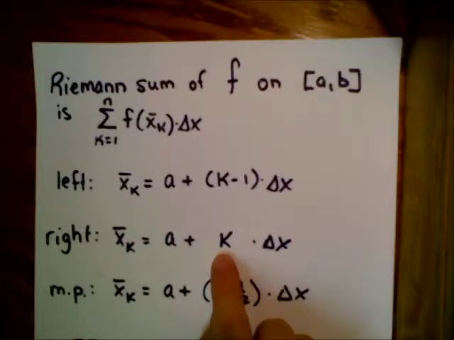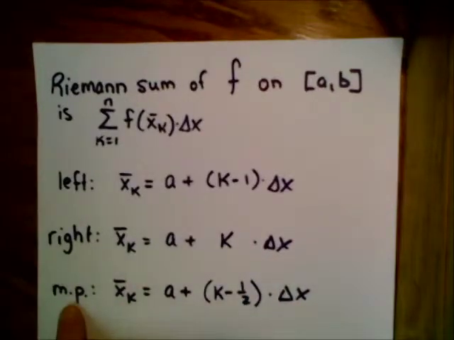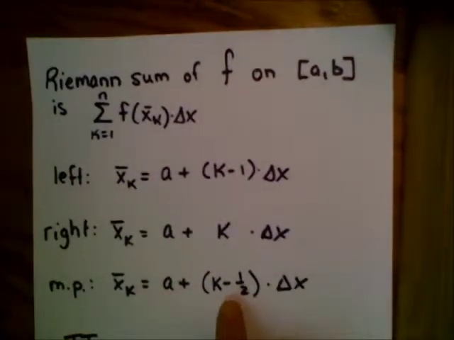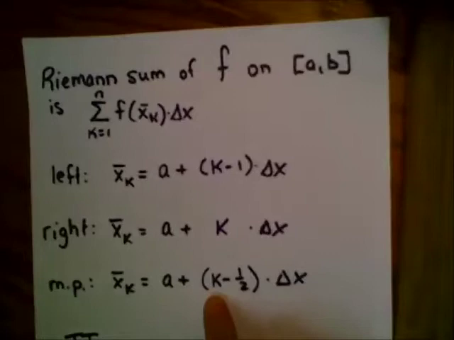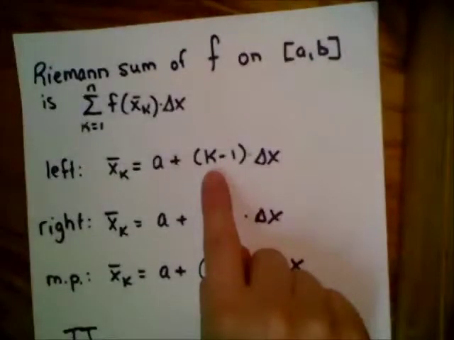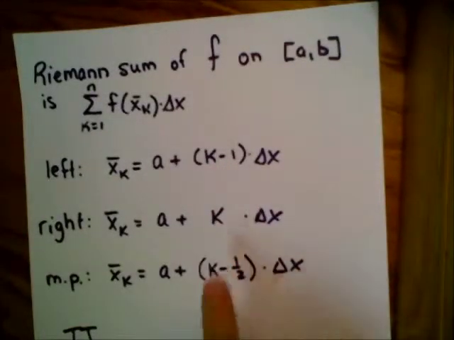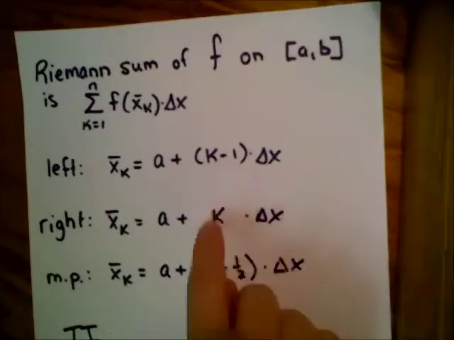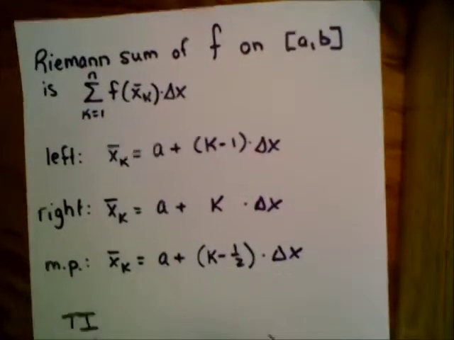Another way to formulate the Riemann sum is to choose the midpoint of the interval, and you see that it's similar in structure. It's a plus a difference times delta x, but instead of having the difference k minus 1 or the multiple k, we go right in between with k minus 1/2. It's between these two counters here.